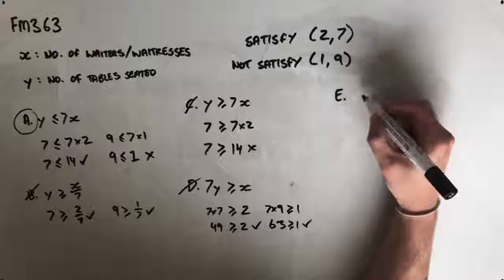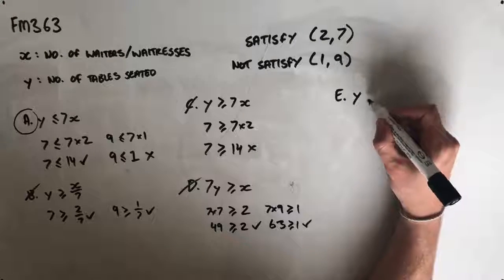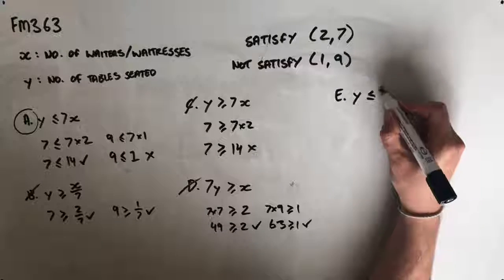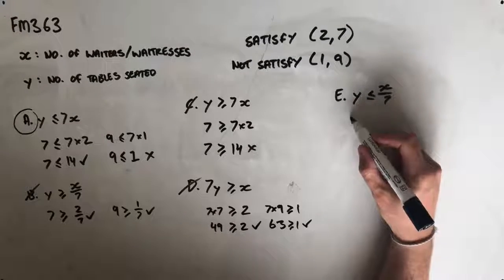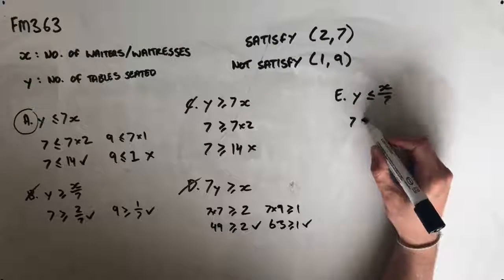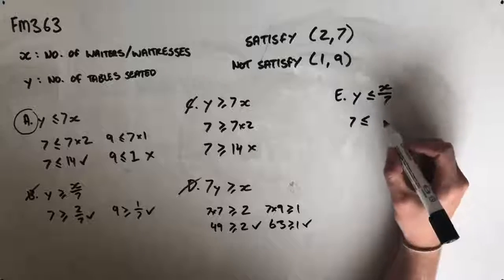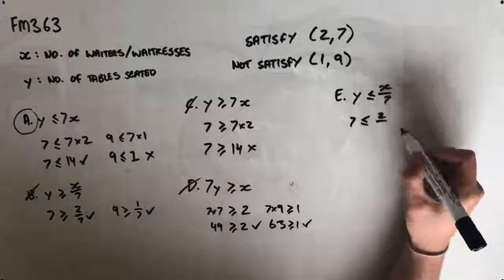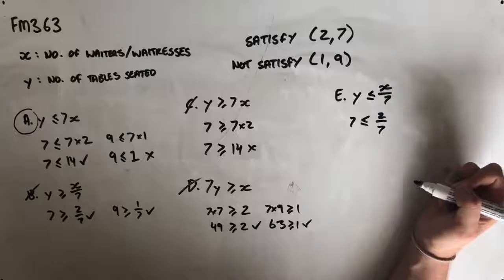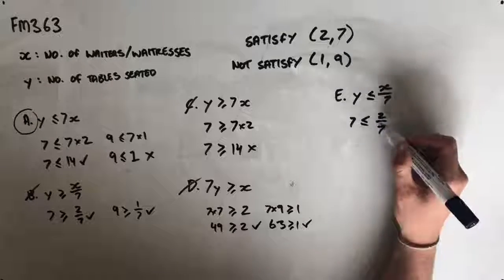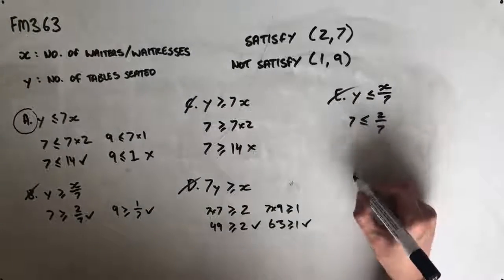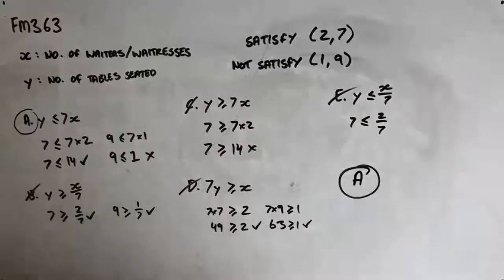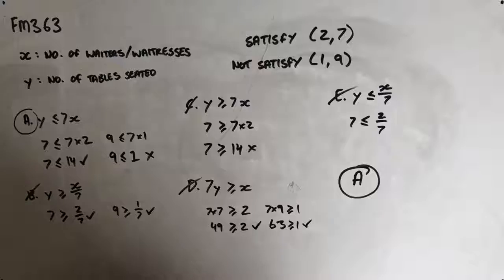Finally, we have the inequality given to us in E, which is y is less than or equal to x over 7. Taking the conditions that should satisfy, we have 7 is less than or equal to 2 over 7, which of course 7 is not less than 2 over 7. This isn't our inequality, which leaves us fairly certain that A is our correct answer.